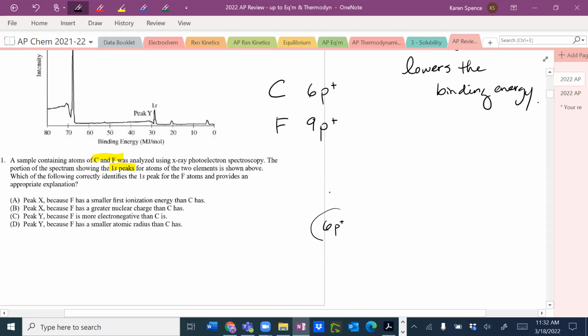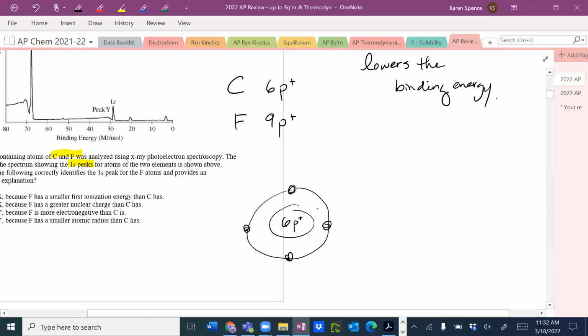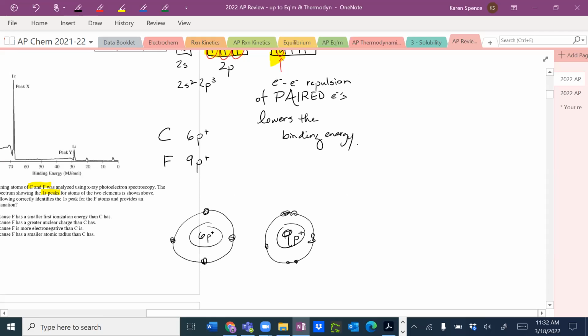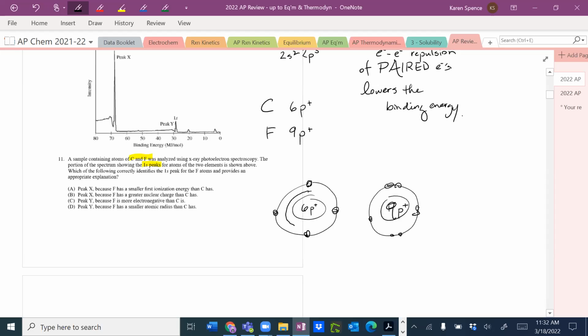and it's got, I'm only going to draw its outer shell, 4 electrons, 1, 2, 3, 4. And we have fluorine, which has 9 protons. And it has 7 electrons, 1, 2, 3, 4, 5, 6, 7. So, oh, we're looking at the 1s though. So that's going to be the one that's just inside here. So that's going to be here and here.